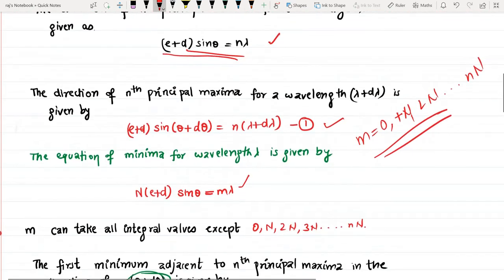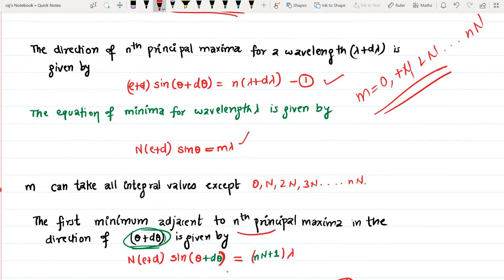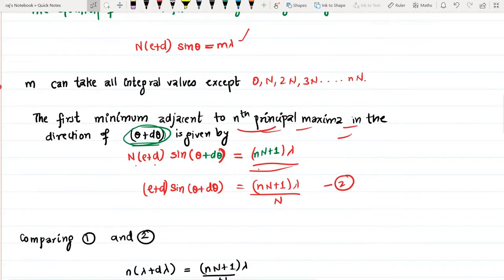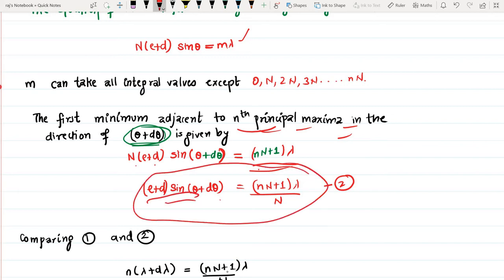So what we will get is the first minimum adjacent to nth principal maxima in the direction of theta plus d theta is given by n into E plus D. Wherever it is theta, replace theta with theta plus d theta and m with n into n plus 1. So n into E plus D sine theta plus d theta is equal to n into n plus 1 into lambda. So we will find out E plus D sine theta plus d theta from this equation. Okay, so we get this as n into n plus 1 lambda by n.